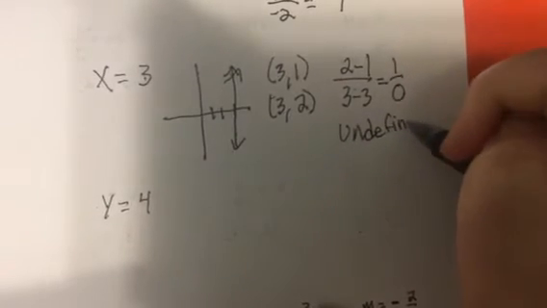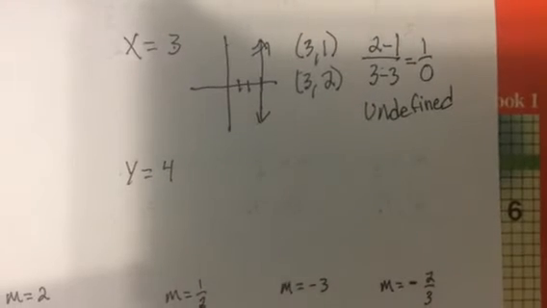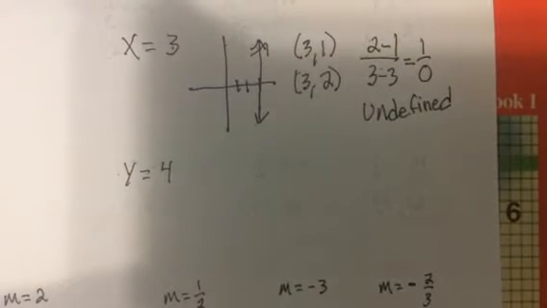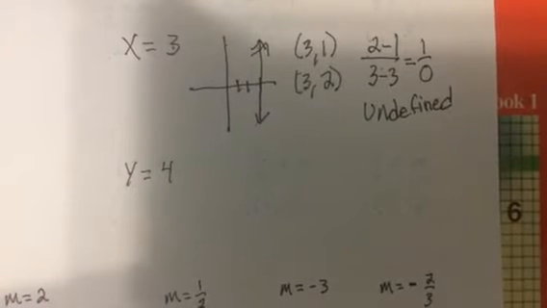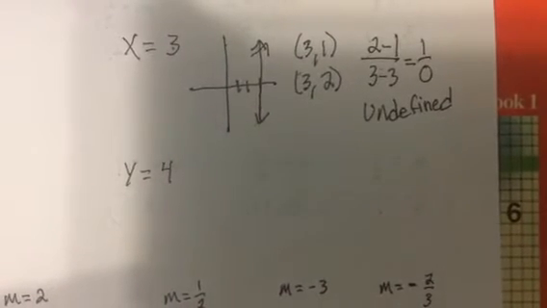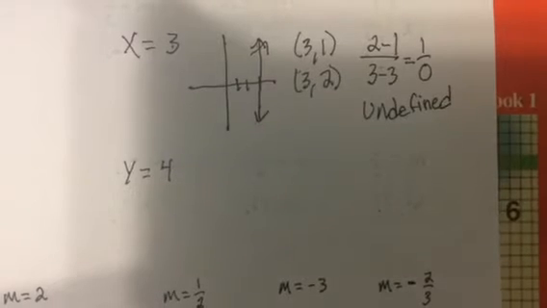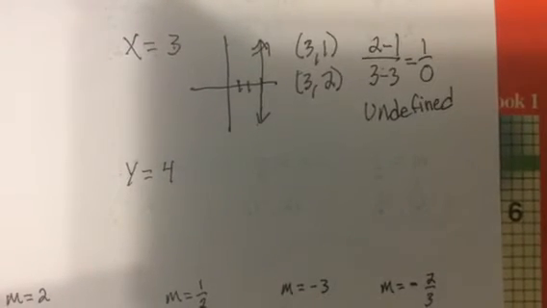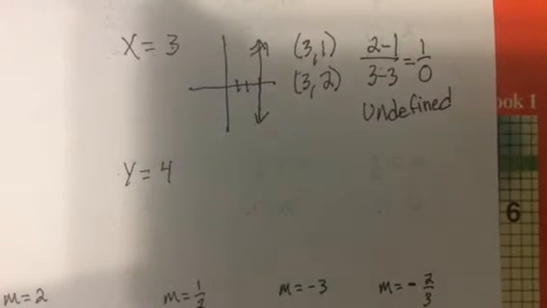Now, I don't know why people can never remember this. Saying number 2: x equals a number is a vertical line whose slope is always undefined. Say it with me. You're not saying it. You're irritating me now. X equals a number is a vertical line whose slope is always undefined. One more time.